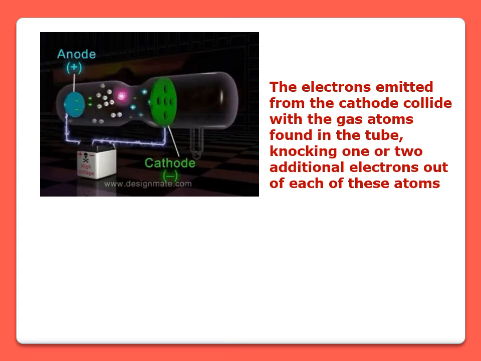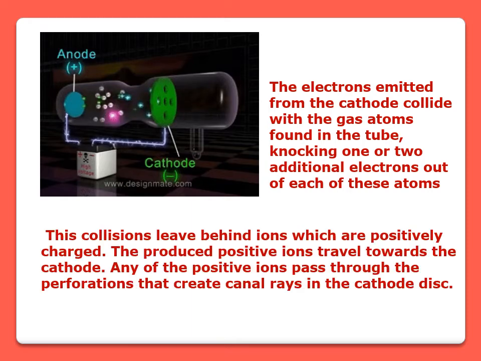Here is the experiment of canal rays. This is the animation of the experiment. Here you can see the electrons emitted from the cathode and they collide with the gas atoms. The gas is filled in this tube. This collision leaves behind ions, and these produced ions are positively charged. These ions travel towards the cathode. Some of the positive ions pass through the perforations in the cathode disk, which creates canal rays. So that is the experiment of canal rays.